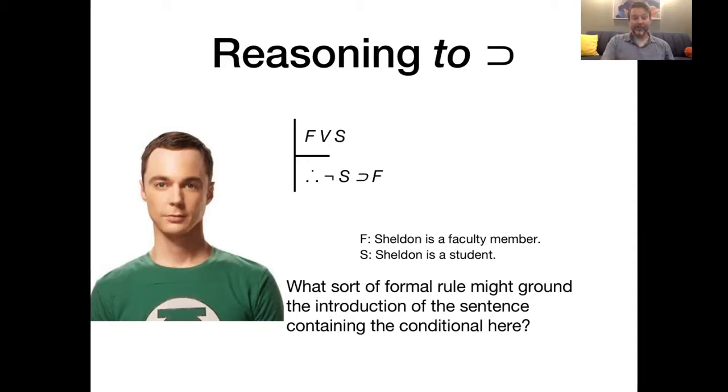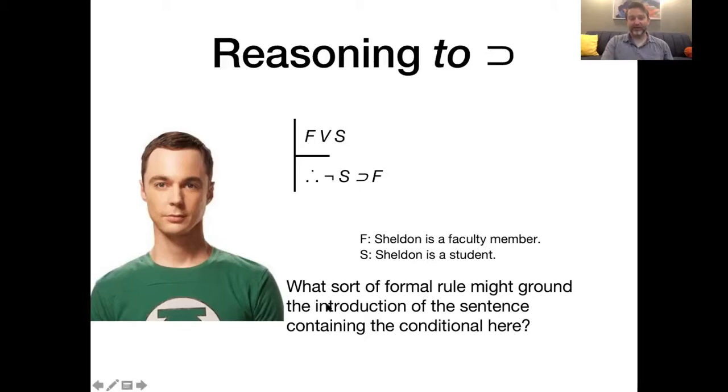Here is a formal representation of the reasoning here. Again, F represents Sheldon is a faculty member, S represents Sheldon is a student. So we know F or S. And now we can infer that if it wasn't the case that S, then it would have to be the case that F. We still don't know if Sheldon is a faculty member, but we know this thing is true, that if he is not a student, then he is a faculty member.